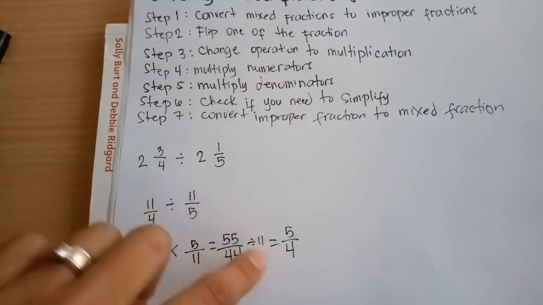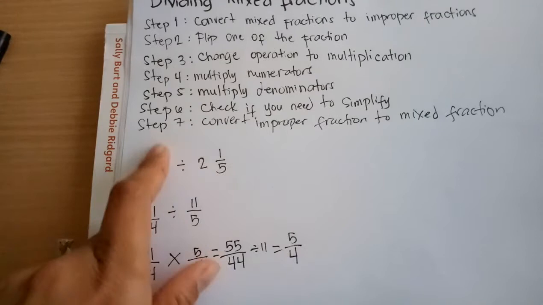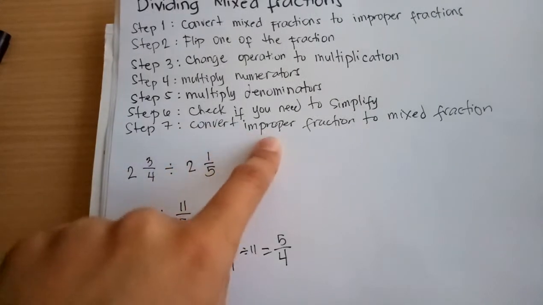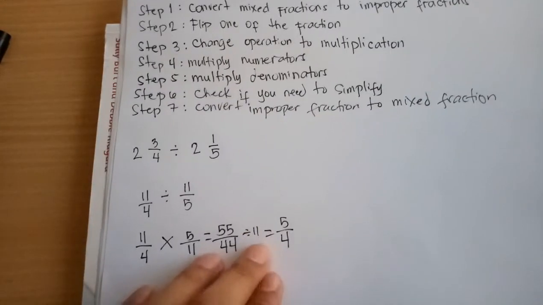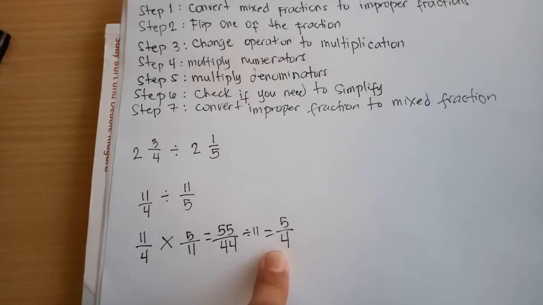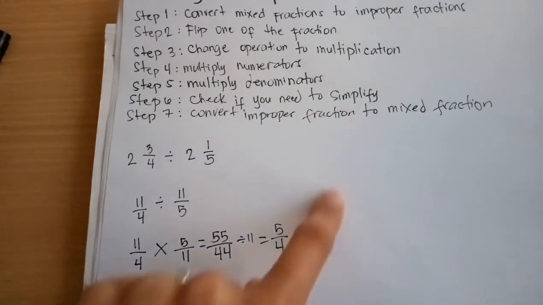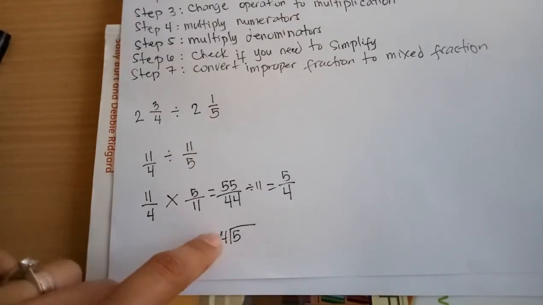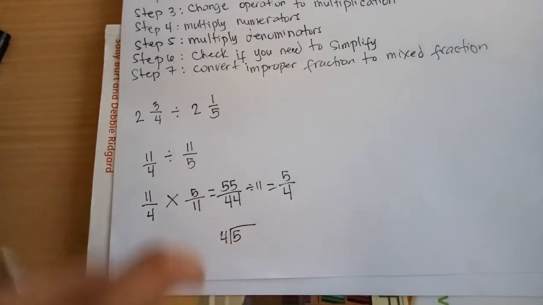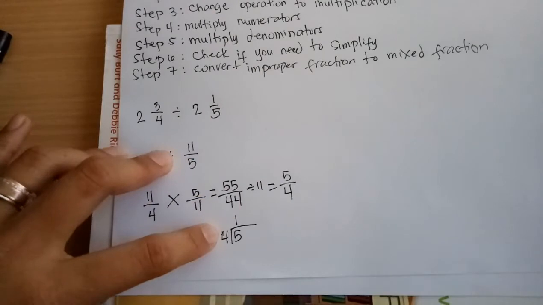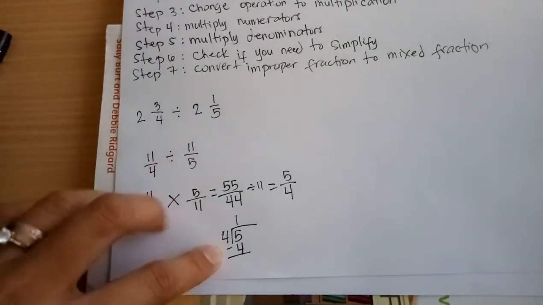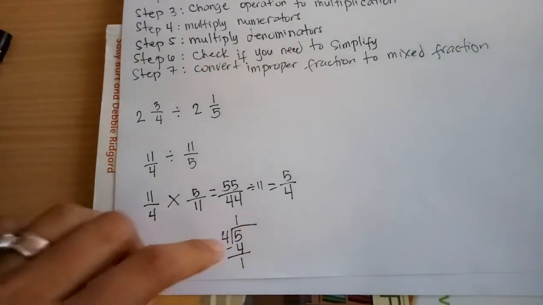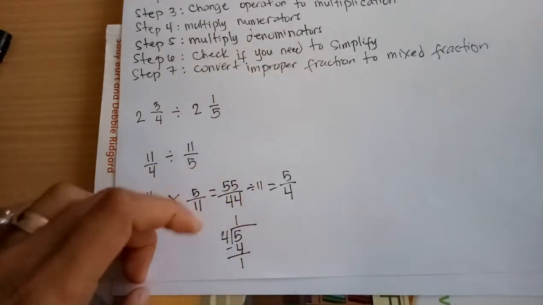So since this is an improper fraction and we are dealing with mixed fractions here, step 7 is to convert the improper fraction to a mixed fraction. So we use long division to convert this to a mixed fraction. I'm just going to write over here. Right over here, I put 5 divided by 4. So how many 4 fit inside 5? There's 1. Now 1 times 4 equals 4. Then we take away. 5 minus 4 equals 1. Now since there's no more number in your dividend, this 1 will be our remainder.